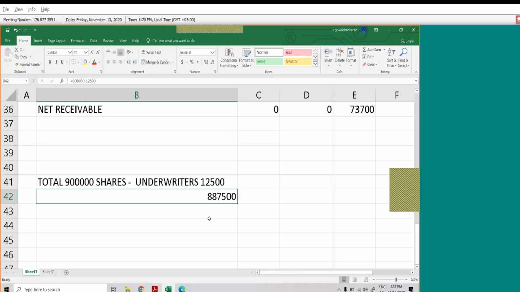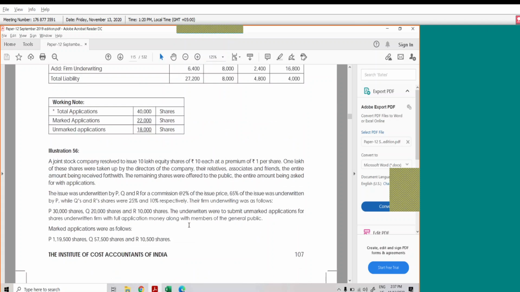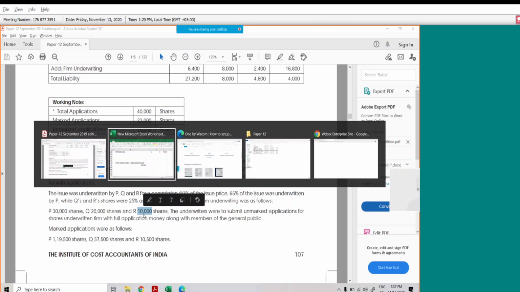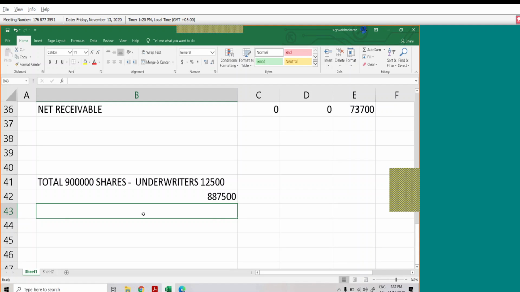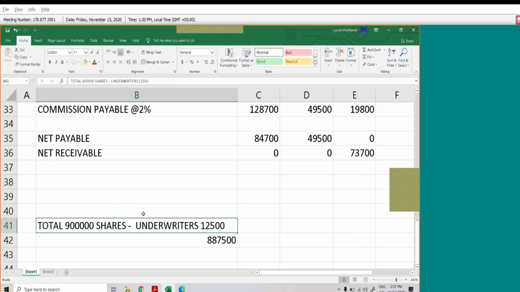In this public, firm underwriting is also included. If you see the question, the firm underwriting is 30,000, 20,000, 10,000. 30 plus 20 plus 10, total is 60. This 60,000 is also included in this 8,87,500. Got it? Okay?